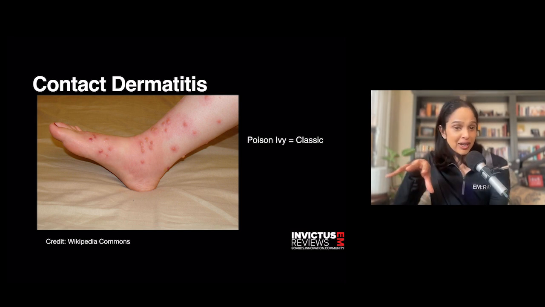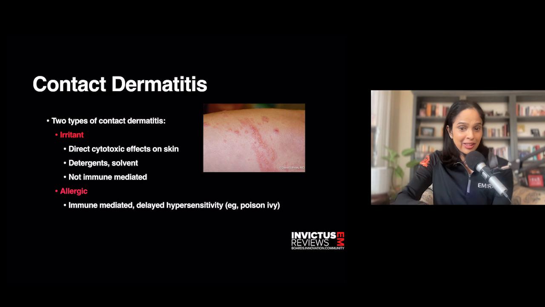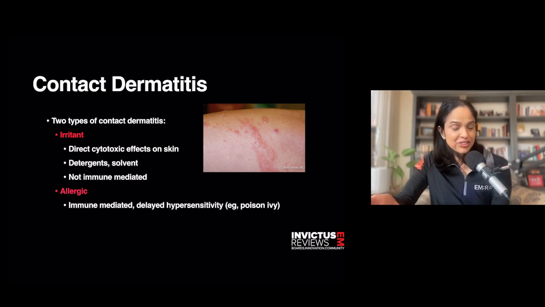There are 2 types of contact dermatitis. There's irritant contact dermatitis, and there's allergic. So irritant is because the thing itself is causing cytotoxic effects on the skin. This is not an immune-mediated thing. This is just a cellular insult from the actual thing. So detergents, solvents, things like that. And that can create this sort of vesicular, linear rash.